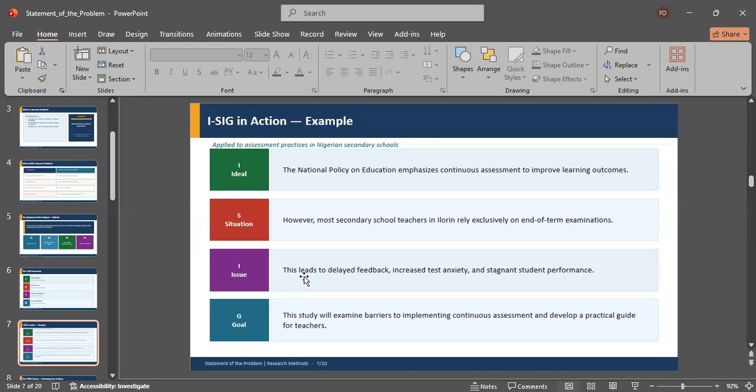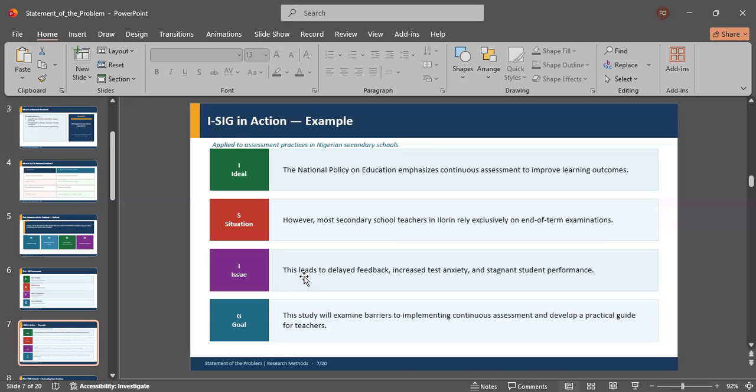Now, the goal of your research. This study will examine barriers to implementing continuous assessment and develop a practical guide for teachers. Again, you are justifying your research here. Barriers to implementing continuous assessment, because one of the reasons why the teachers might be avoiding continuous assessment is that they just wait for the end of the term because they feel it is stressful. I'm just assuming for them, I don't know. They say, we don't need to be doing assessment tests every time.